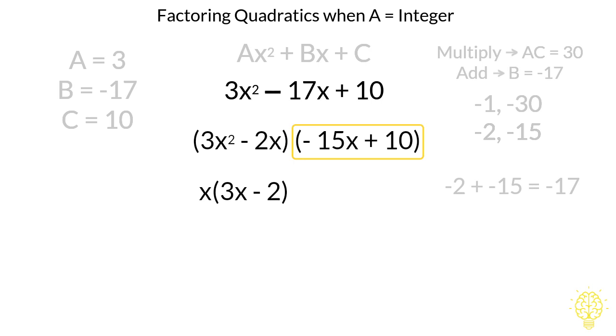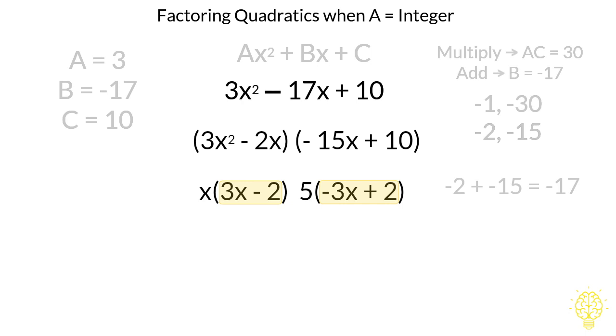We find the greatest common factor of negative 15x and 10. It's 5. Now, since my negative 15x is negative and the 10 is positive, I can choose to factor out a positive 5 or a negative 5. I'm going to try it with a positive 5, and if it doesn't work, then I'll try it with a negative 5. When I factor out a positive 5, the terms left over inside my parentheses are negative 3x and positive 2. Look at the terms inside the other parentheses.